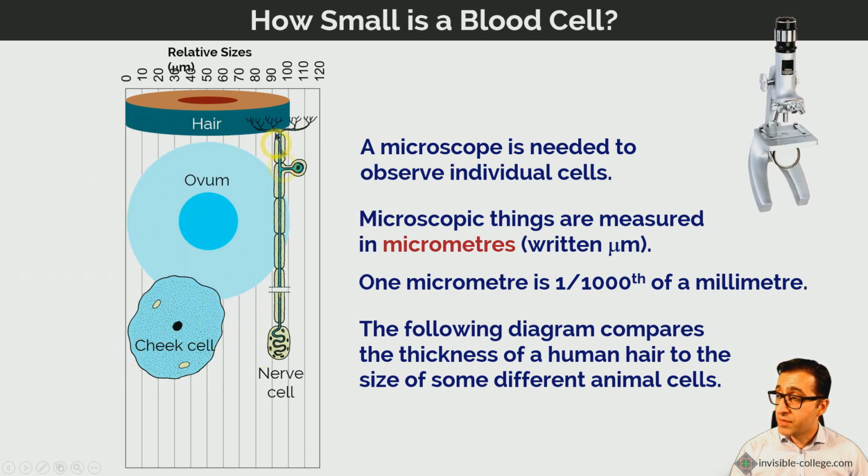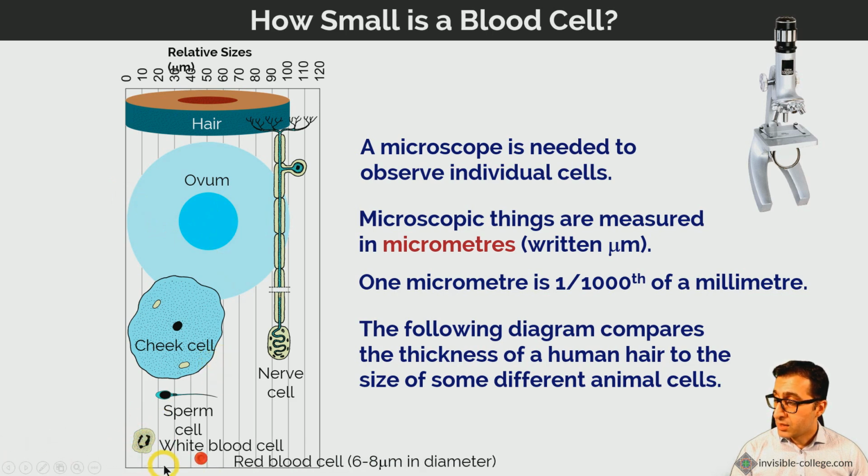If we compare that to nerve cells, they typically are very long, but they're very small in their diameter, in their thickness. So here we can see the thickness of the axon of a nerve cell is just under 10 micrometers. We can see that a sperm cell is approximately this size in comparison to the others, and we can compare that to a white blood cell, which is even smaller still. Finally, a red blood cell is only about 6 to 8 micrometers in diameter, so this gives you a sense of how big these are in comparison to the size of human hair.